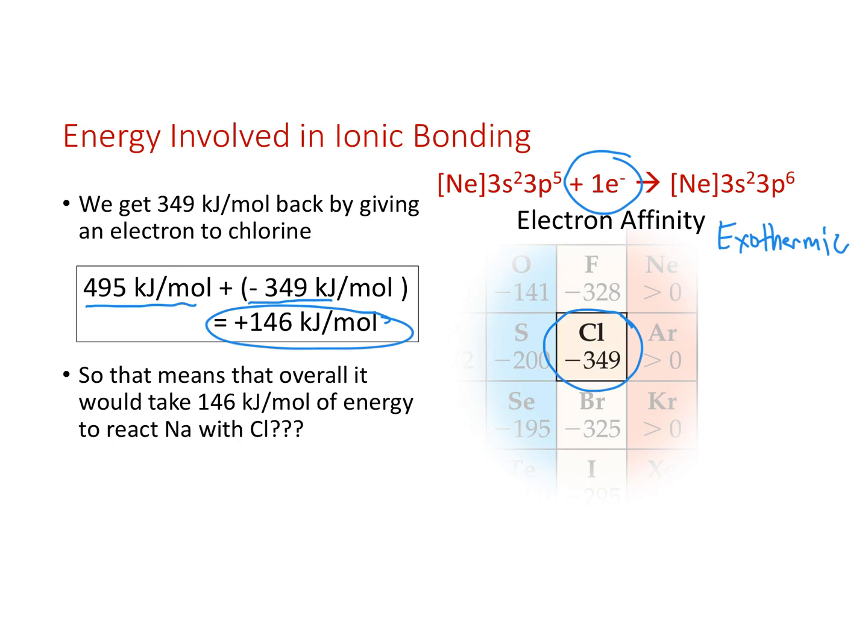Right, so maybe there's something we're missing in this process. If we're still higher in energy, and yet we know sodium chloride forms, right? We've all seen table salt, that's sodium chloride. And we know in order for it to form, it needs to be lower in energy than the individual ions.